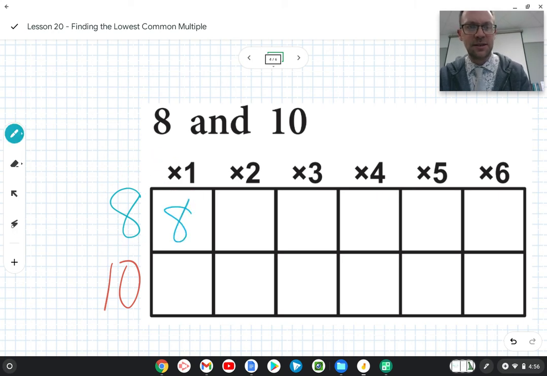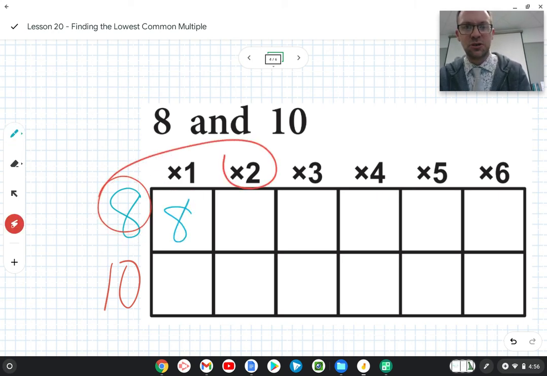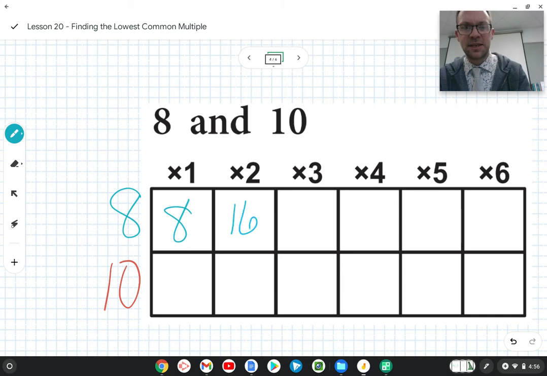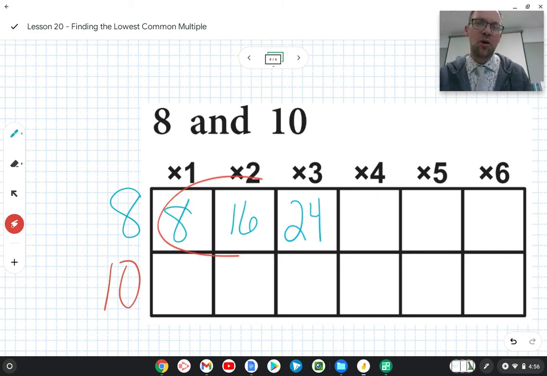That's 8. Let's do 8 times 2. That's 16. And let's do 8 times 3. And that's 24. So 8, 16, and 24, we say they are multiples of 8 because we multiply times 8 to get these numbers.